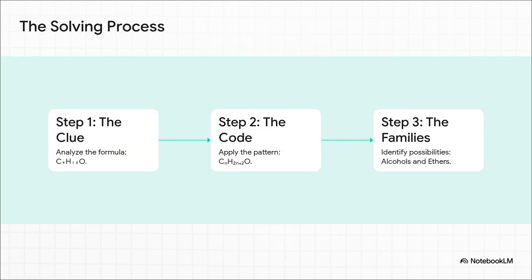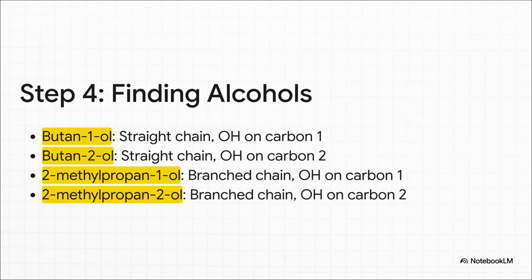Okay, so where do we even begin? Well, like any good detective, we start with the clue, the formula itself, C4H10O. Then we pull out our cheat sheet. That formula perfectly fits the CnH2n+2O pattern, where our n is 4. And just like that, we know exactly what we're hunting for. 2 families of molecules, the alcohols and the ethers. Let's find all the alcohols first.